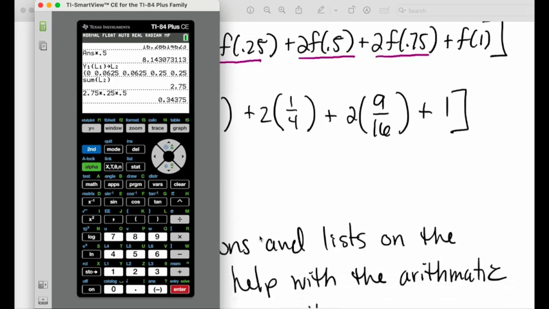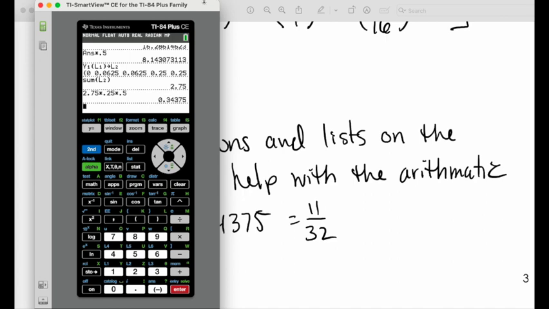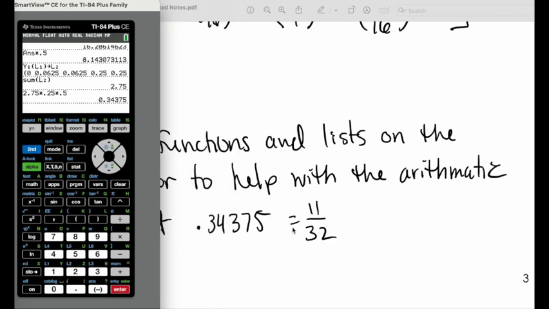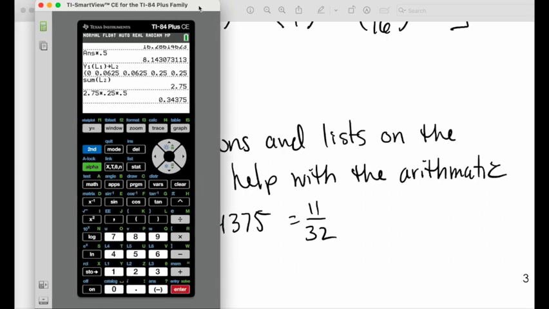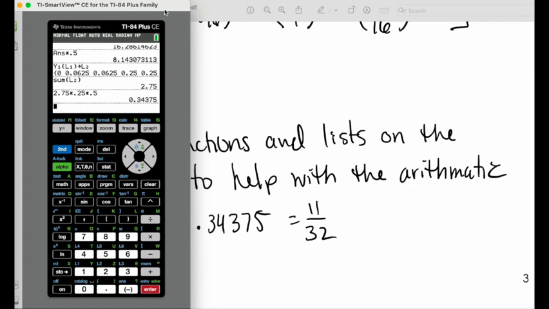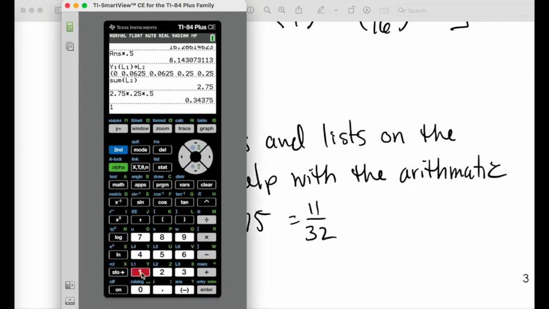0.34375. Now, if I check to make sure that's equivalent to what I got when I did it by hand, for 11/32, if I take 11 divided by 32, I can make sure that it works out the same, and it does.